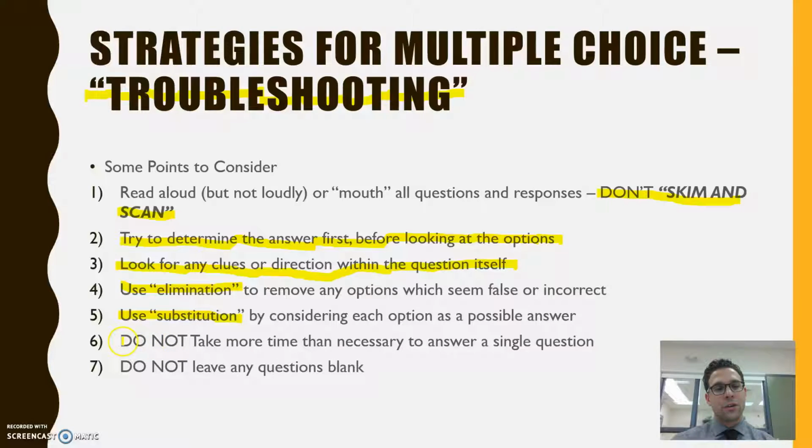Strategies number 6 and 7 do not take more time. You don't want to spend too much time staring at a multiple choice question without making any progress, but you also do not want to leave any questions blank. With that said, let's look at our multiple choice question for today and see how we can use these strategies.